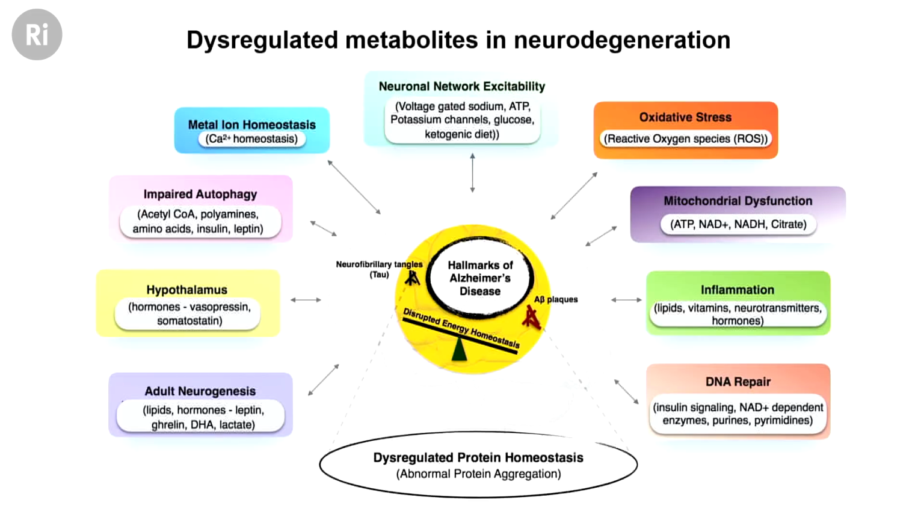So what we did was we asked, can we map out all the processes that are dysregulated in neurodegeneration? We looked at many, many studies across the literature to map which metabolites or which biochemical processes are dysregulated in neurodegeneration, and in particular, Alzheimer's.